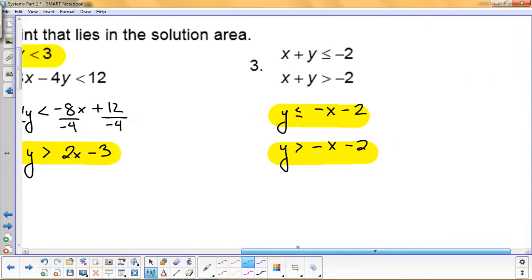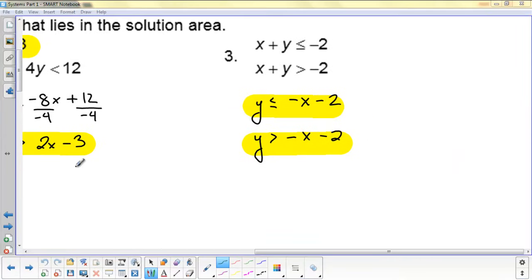Question number 3. In this particular problem, you'll notice that you have two identical equations with switched inequality symbols. So that's going to give us a single identical line, and on one side you'll see the shading is above, and on the other side you'll see the shading is below. Notice one dotted line and one solid line.